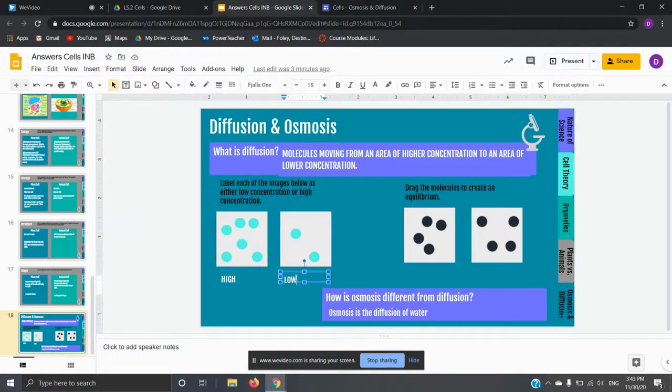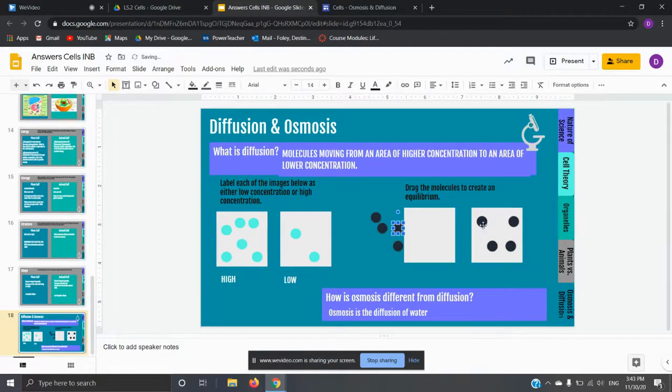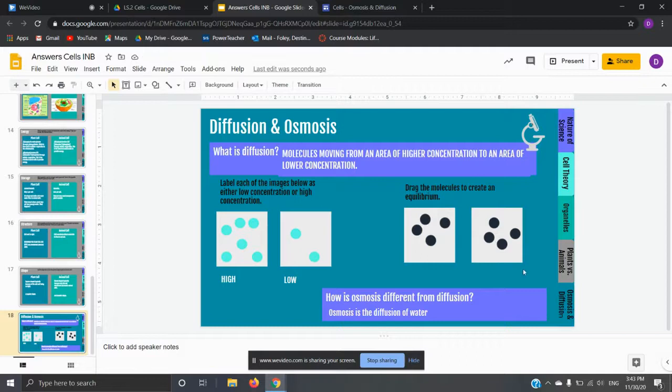So here you are to label either low or high concentration. High is where there are more things, and low is where there are less things. That's pretty self-explanatory. And then here you had all of these black dots over here on the side, and what you were to do was move them so that you created equilibrium. What you might notice about the word equilibrium is that it has the word equal almost in it. Equilibrium means there needs to be equal parts in both of these. So you had 8 black circles, you needed to put 4 in one and 4 in the other.